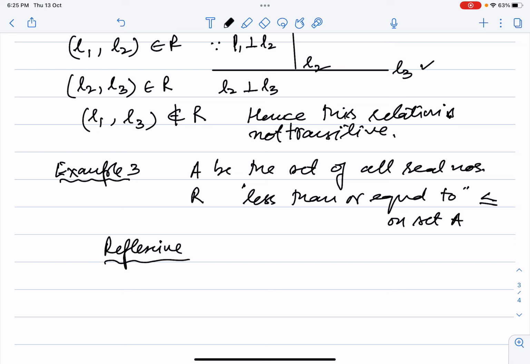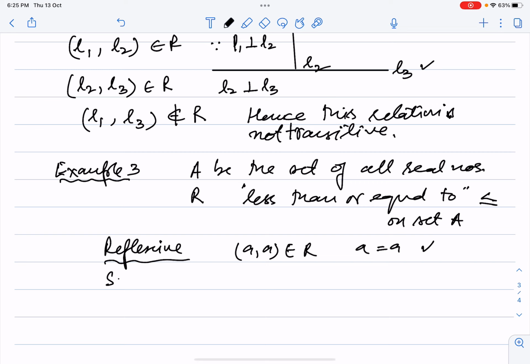how to know that (A, A) belongs to R? Yes, because A is equal to A, because we have equal to also, right? See, we have written equal to also. So A is equal to A, yes. So it is a reflexive relation.